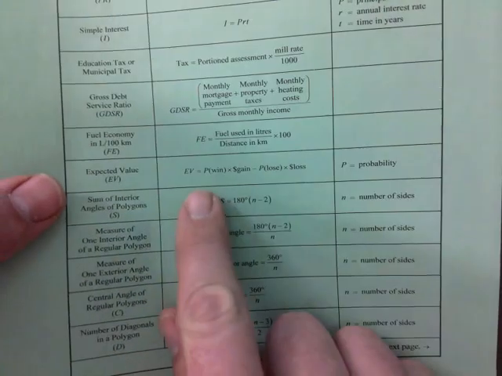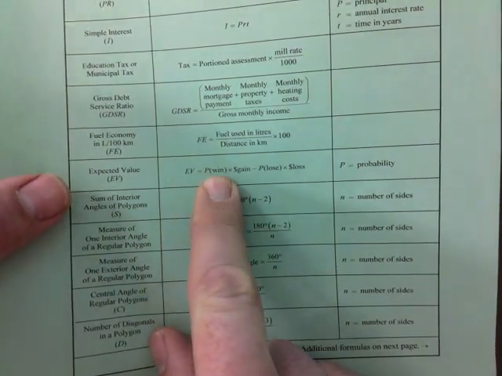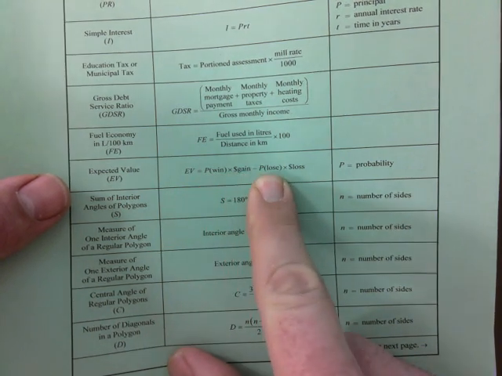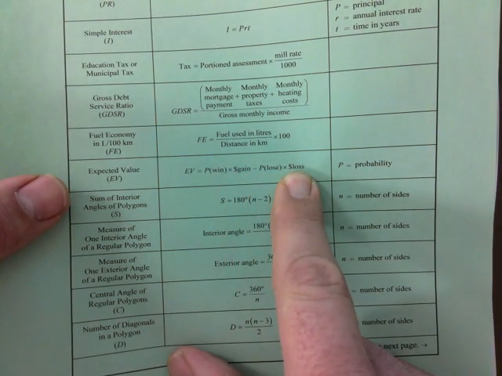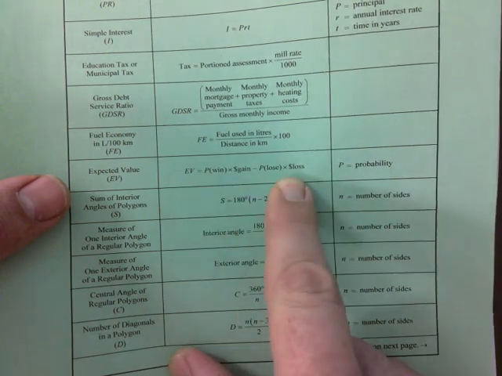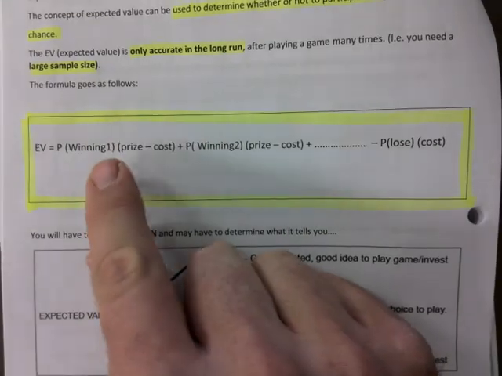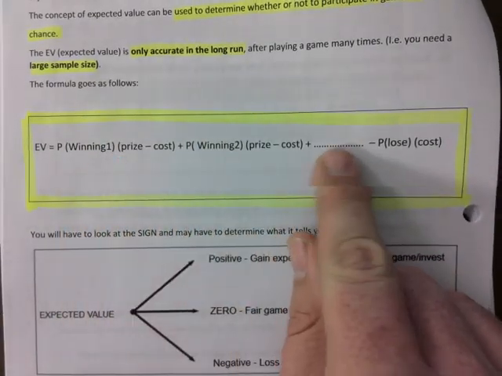So here it is. Expected value is probability of win times gain minus probability of losing times the loss you will incur. That's all you have there. And this one, look at how this one has the dots in between.